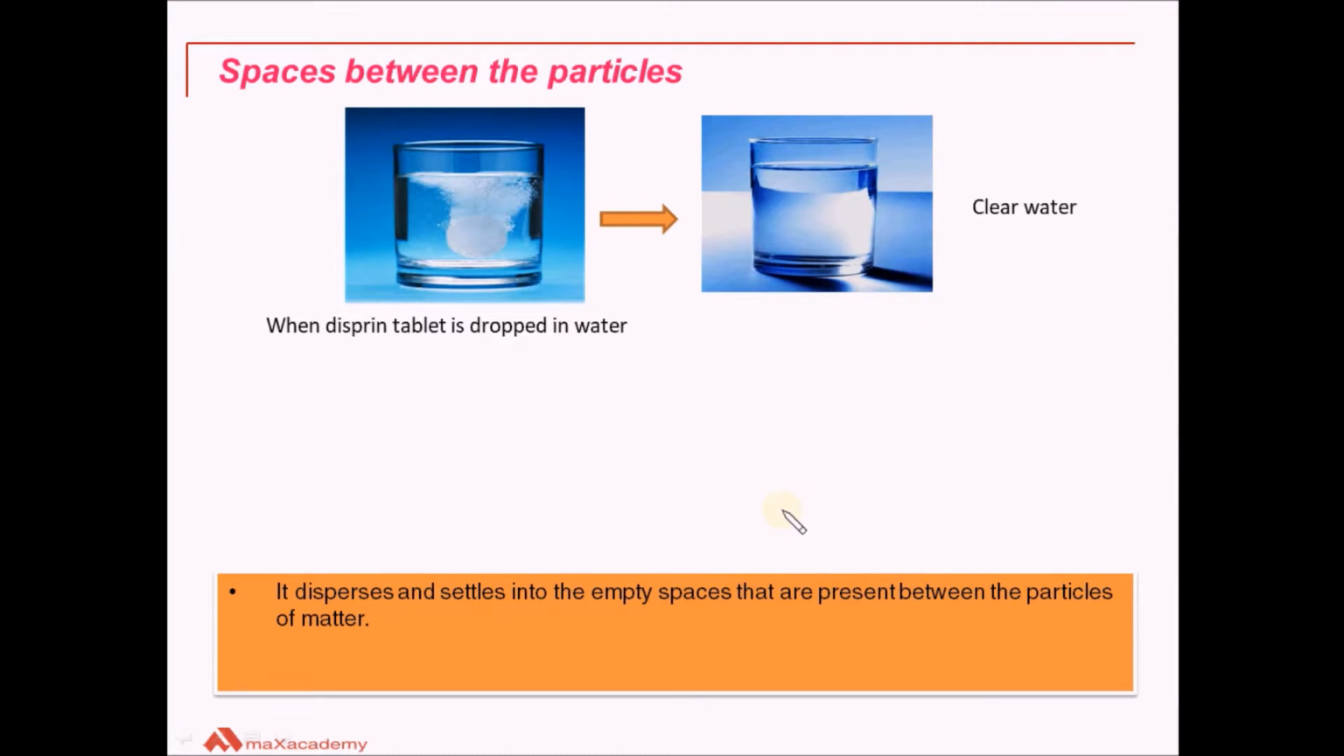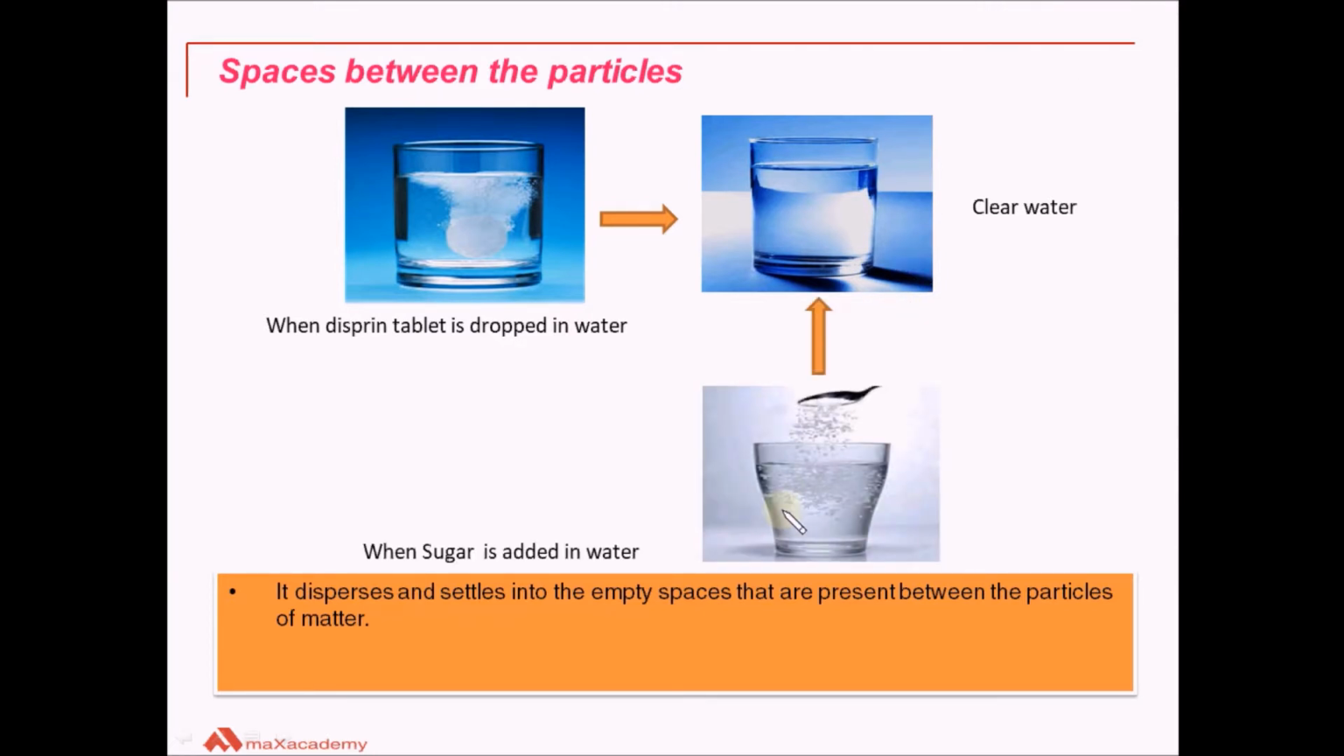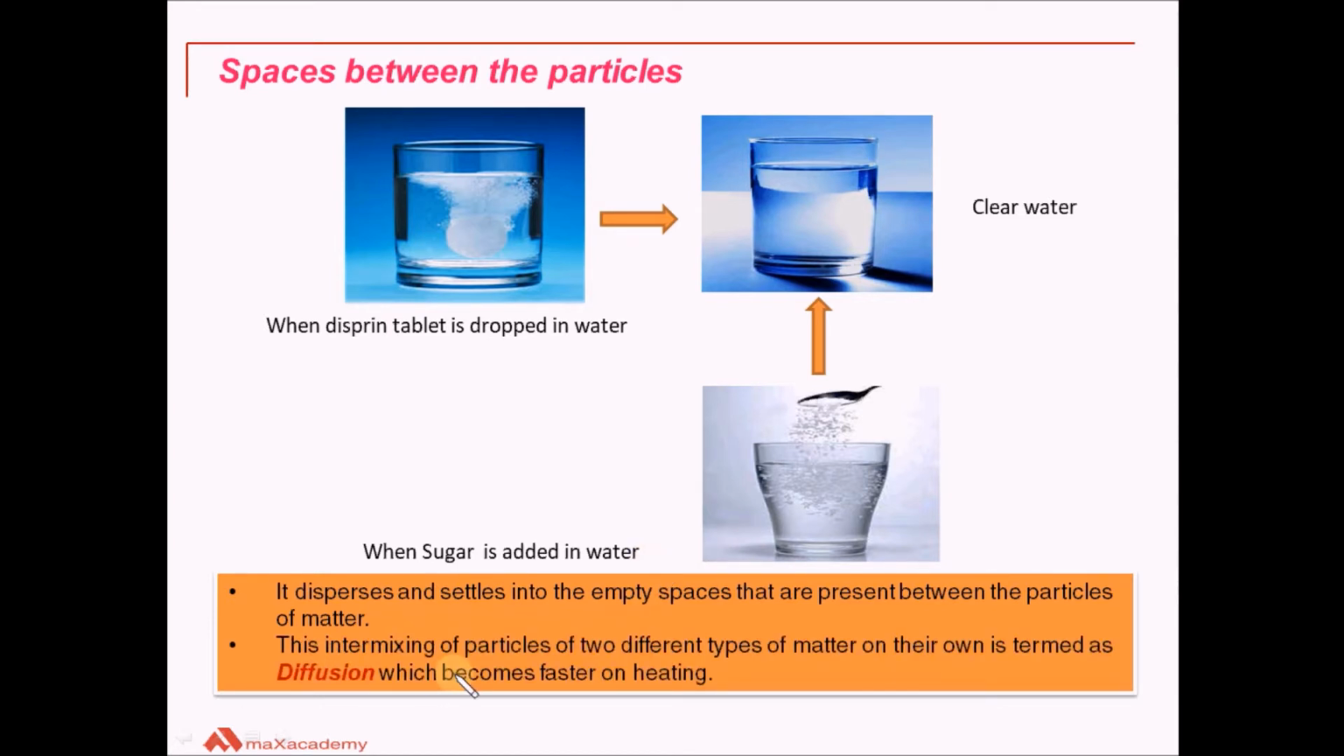The same thing happens when sugar, salt, Dettol, or any other soluble substance is mixed with water. It goes and occupies the empty spaces available between the particles. This intermixing of particles of two different types of matter on their own is termed diffusion, which becomes faster on heating. Let us prove this by performing an activity.